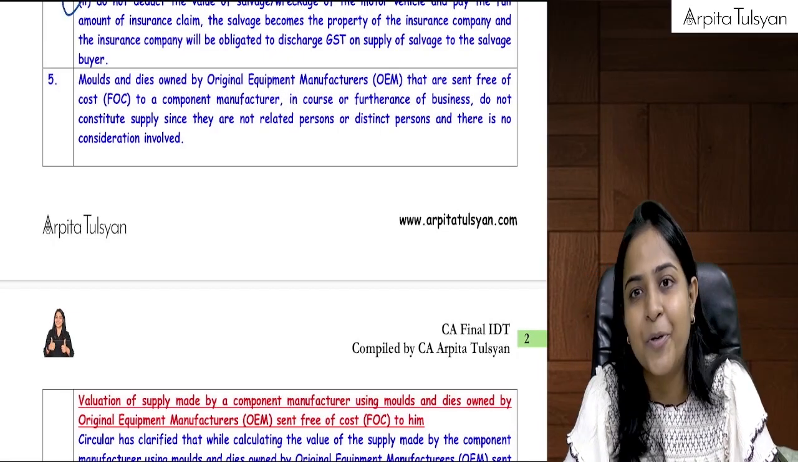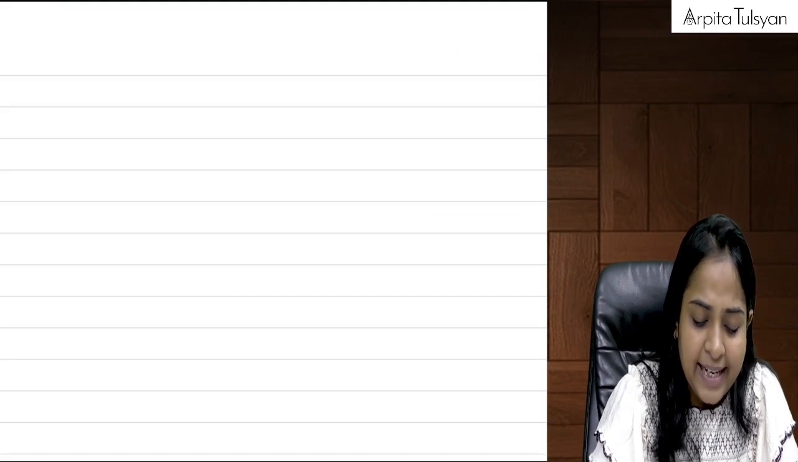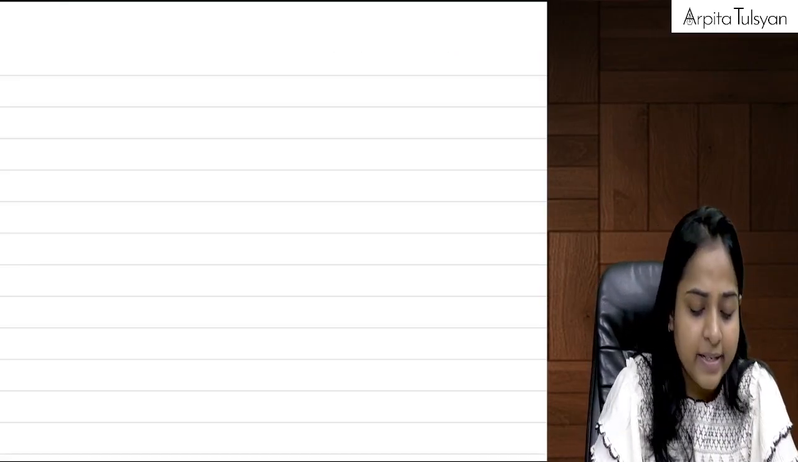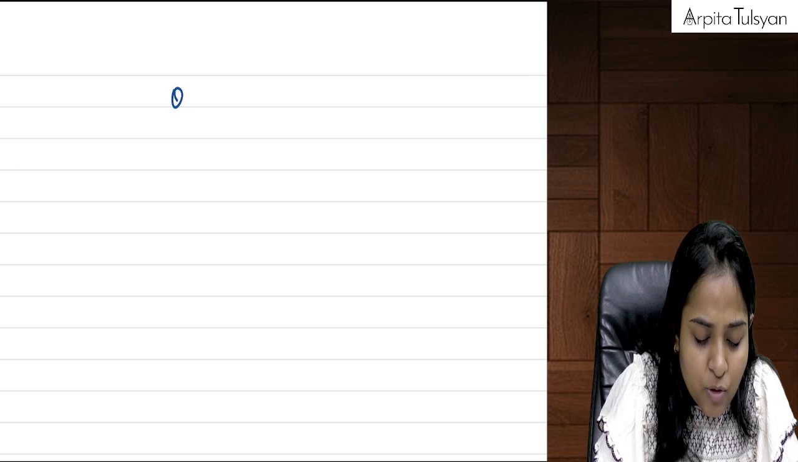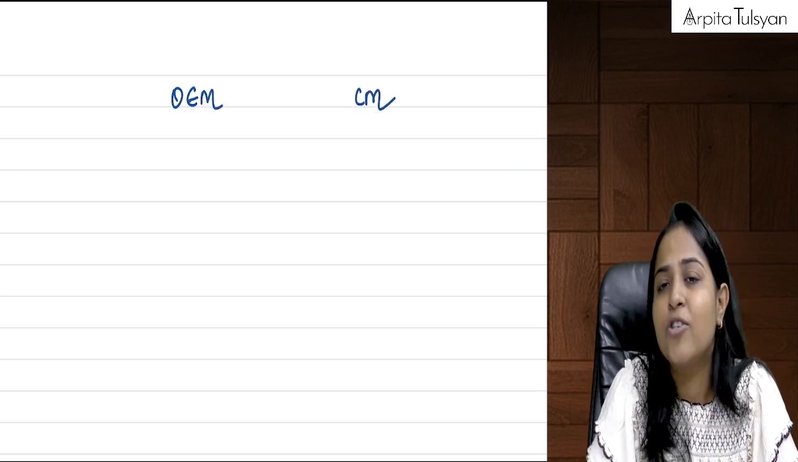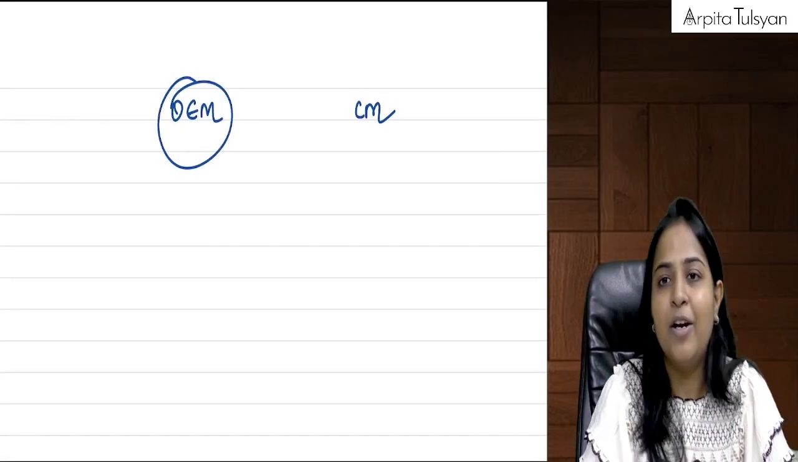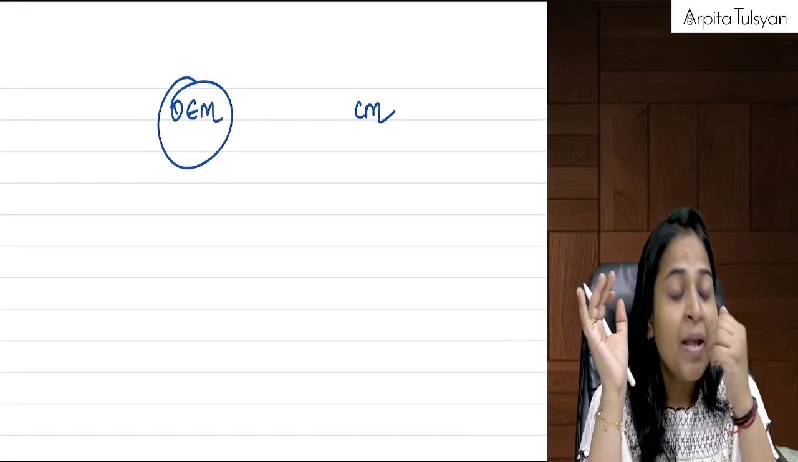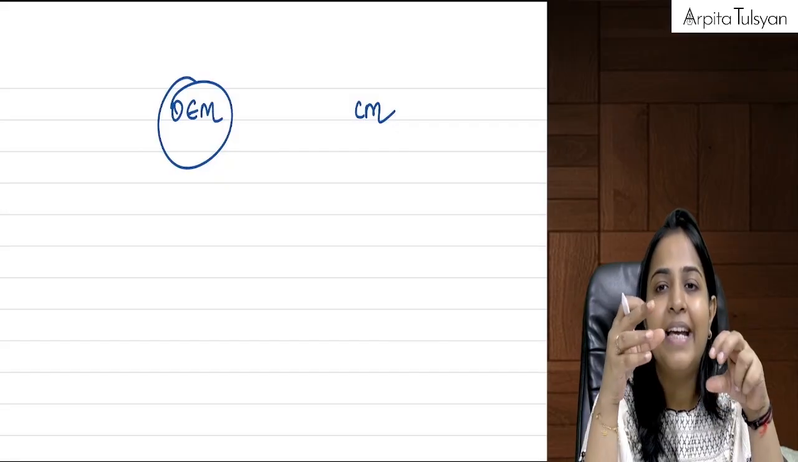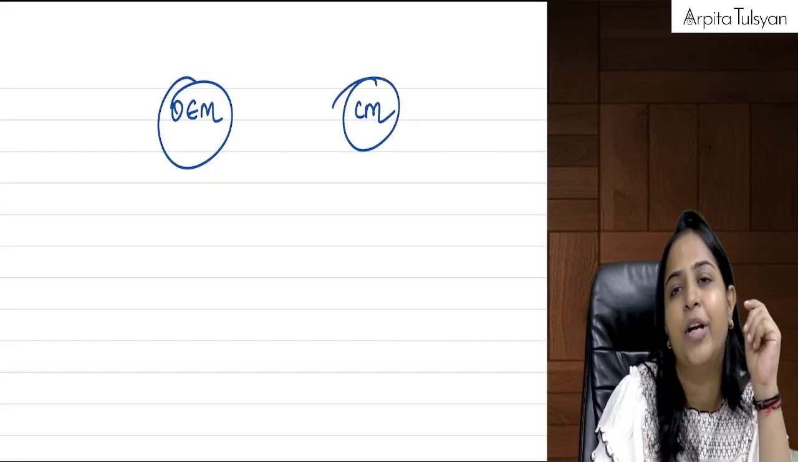Yes, please try to understand this. Now, first of all, I'll tell you the concept of these molds and dies. Okay, so there is a person called the original equipment manufacturer, and then there is a person called the component manufacturer. The original equipment manufacturer is the one who is manufacturing the main device, and within that main device, it wants to get a particular part manufactured from the component manufacturer.